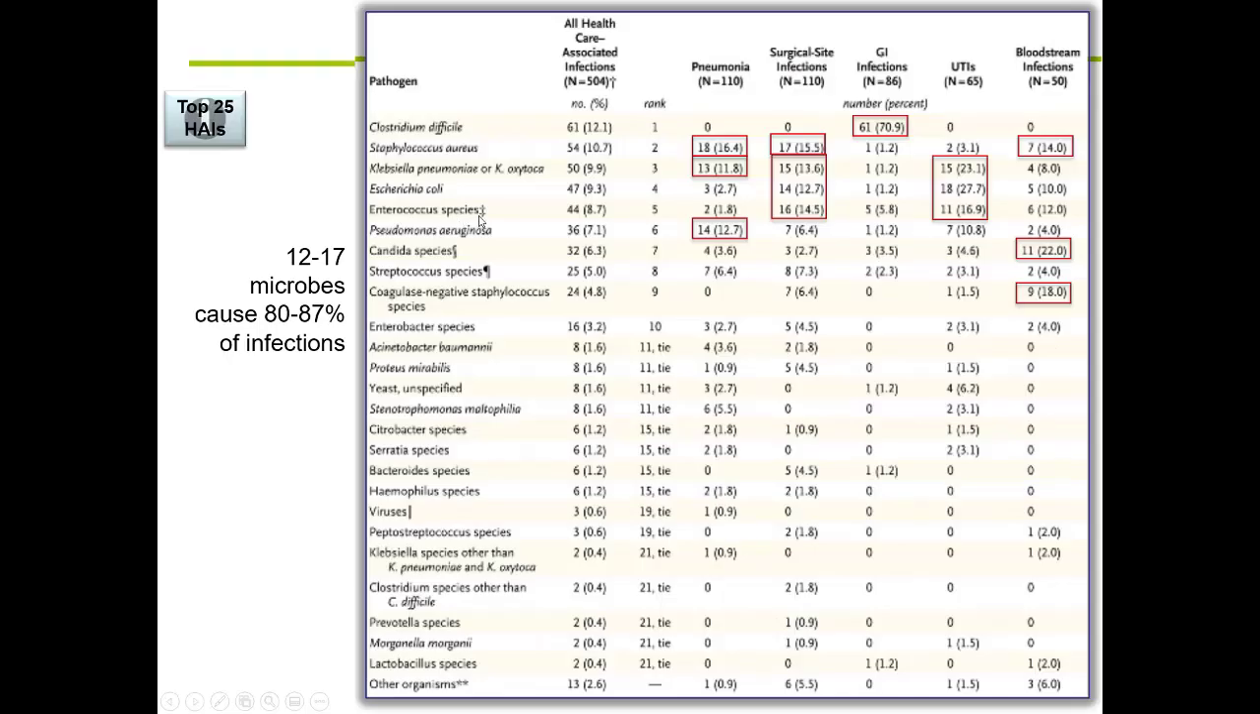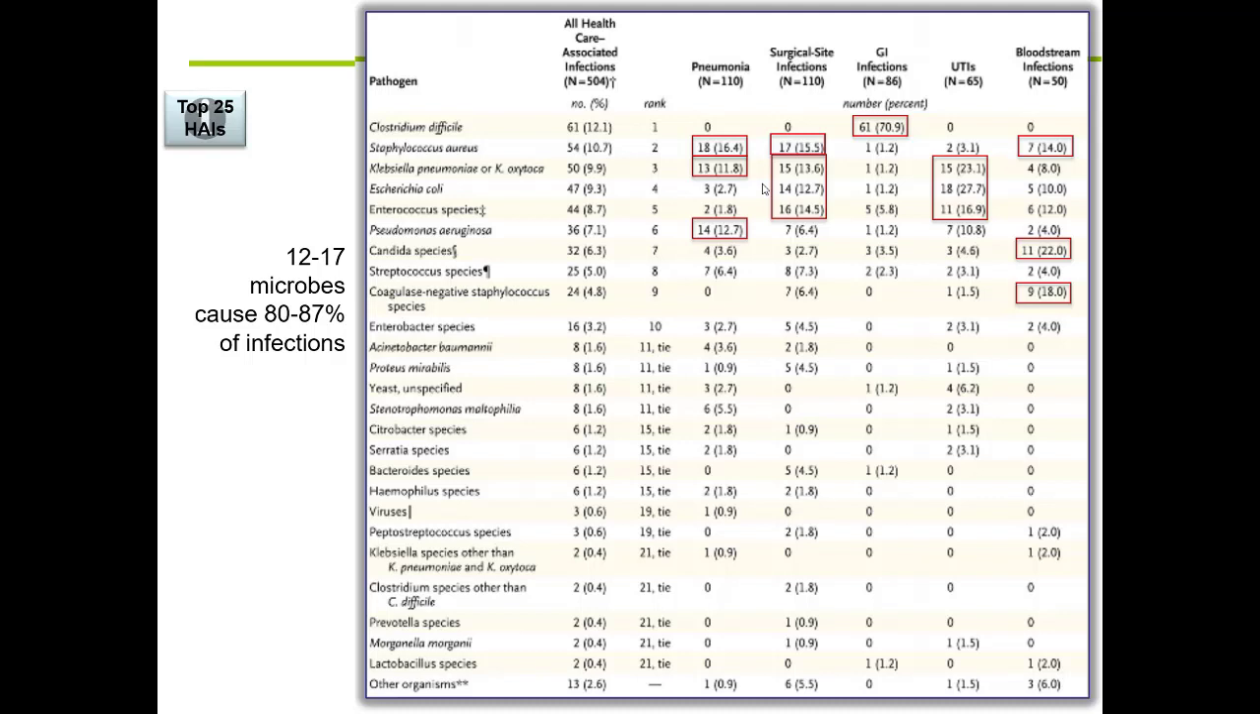Here is another way of looking at the top 5 infections, but from the standpoint of the microorganisms that cause it. So I put red boxes around the top causes of each type of infection. You'll see that some of these organisms are found in multiple categories like Staphylococcus aureus, Klebsiella pneumonia, E. coli, Enterococcus. You'll also see that there are some microorganisms that are particular for a type of infection. So for GI tract infections, particularly colitis, we have Clostridium difficile, which is a normal flora organism in the colon.